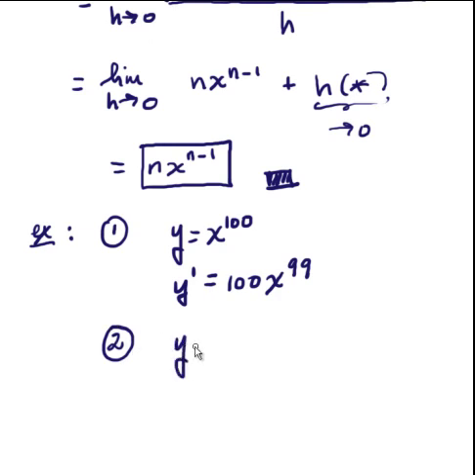Now we can have negative exponents as well, or any real number really. Bring down the minus 10. Minus 10 minus 1 is minus 11.